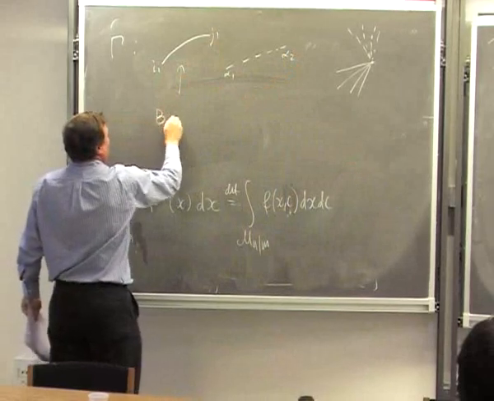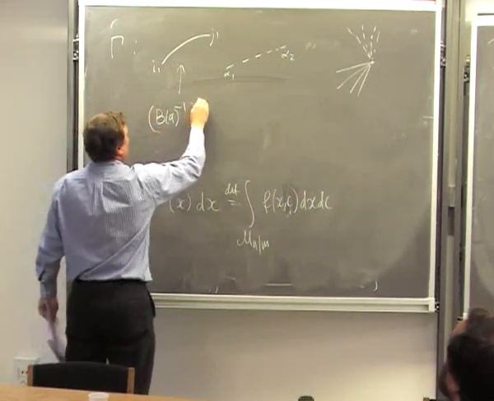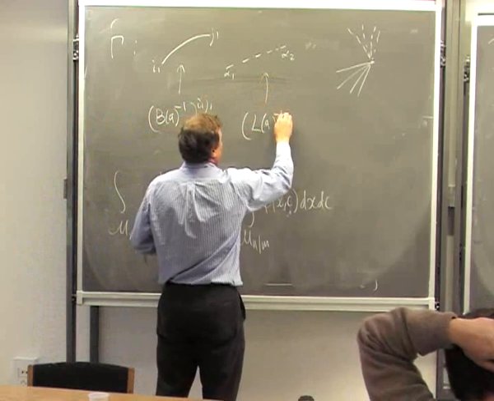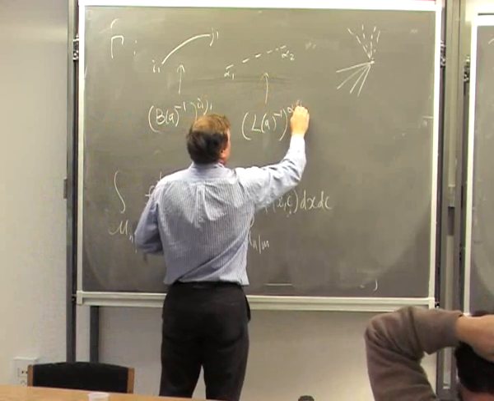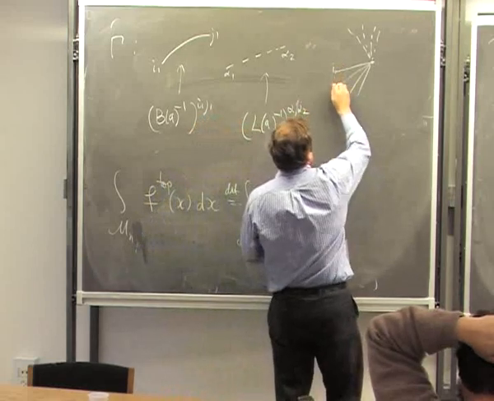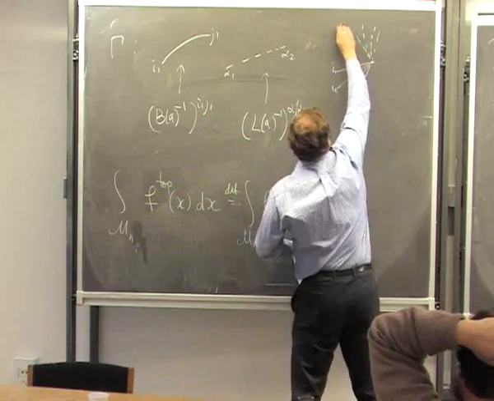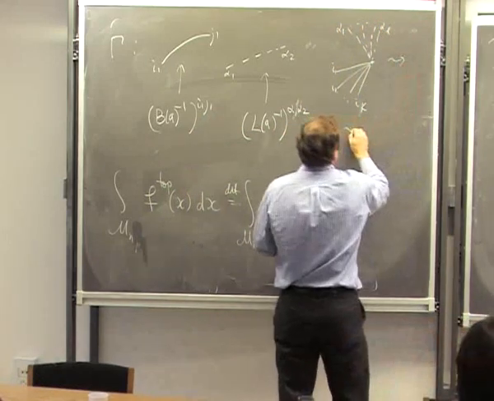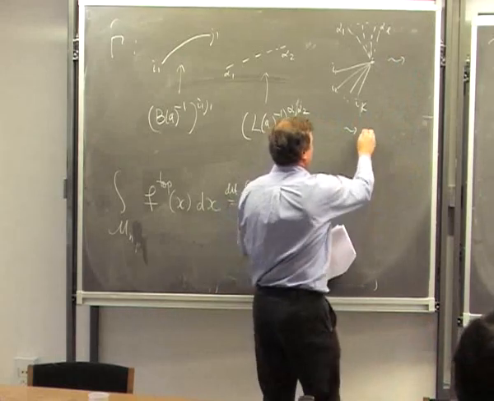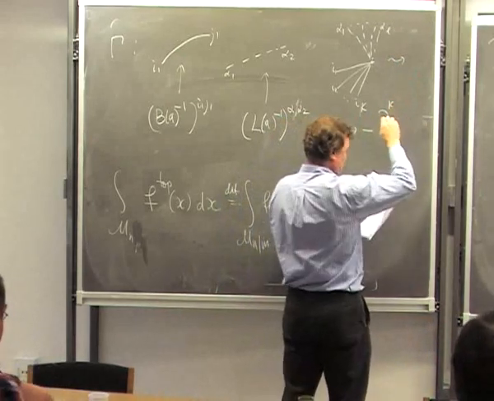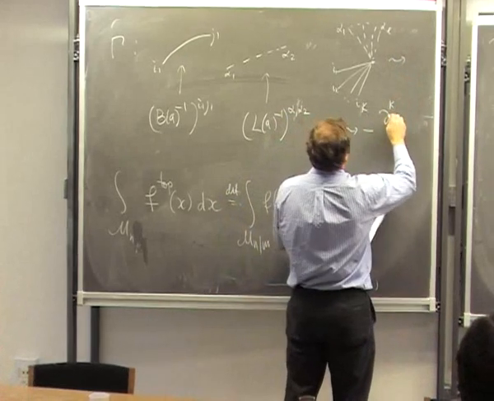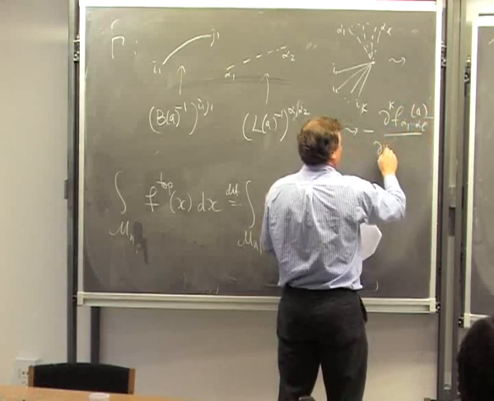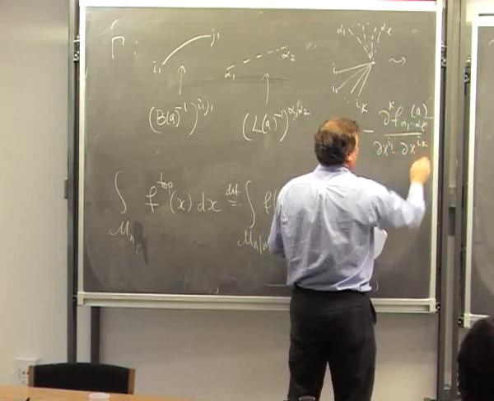So the weights of these edges will be: the weight here is B A inverse I1 J1. The weight here will be L A inverse alpha 1 alpha 2, and then say K alpha 1 through alpha L. The weight here will be minus D K F alpha 1 alpha L of A over D I1 dx I2.